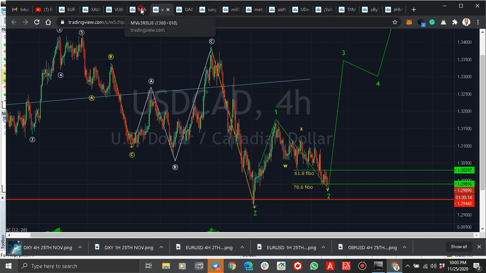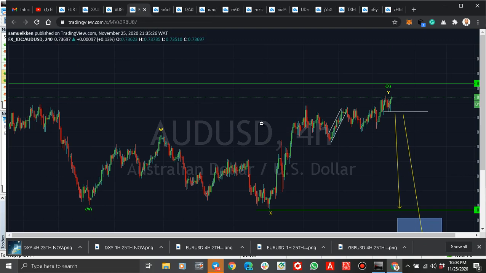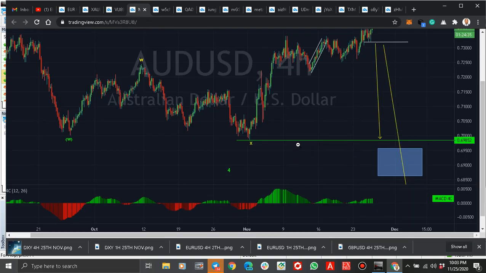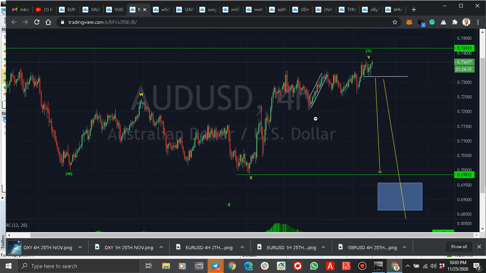I think it's only 4 hours I have on this. Then AUDUSD, Aussie dollar. You can see, just like some other pairs, I don't see any reason to buy the Australian dollar. I don't see any reason to buy.